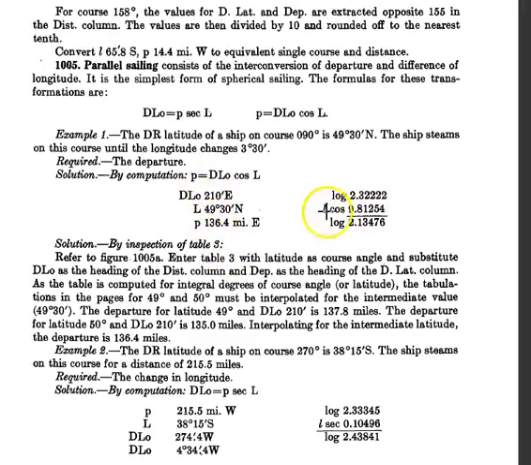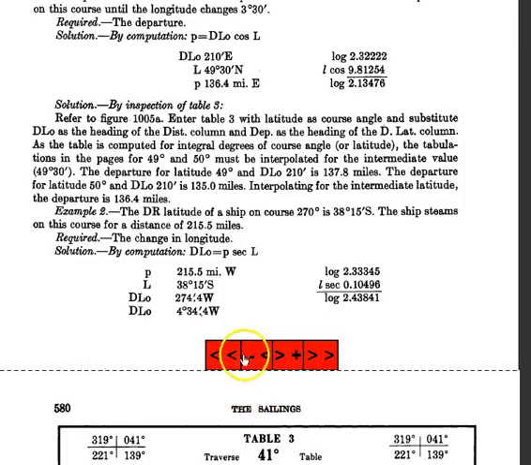You see this log stuff over here? You can pretty much ignore that because very few of us are using logs anymore. This is something that was being used, I think, really antecedent or before the advent of calculators. Okay, now here's the other kind of problem you could have. In this one, you were calculating the departure, and in this problem, you're going to calculate the change in longitude, D-low. So here's another example. Okay, the course is on 270, there's your latitude, and you're going to go 215 miles. What's the change in longitude?